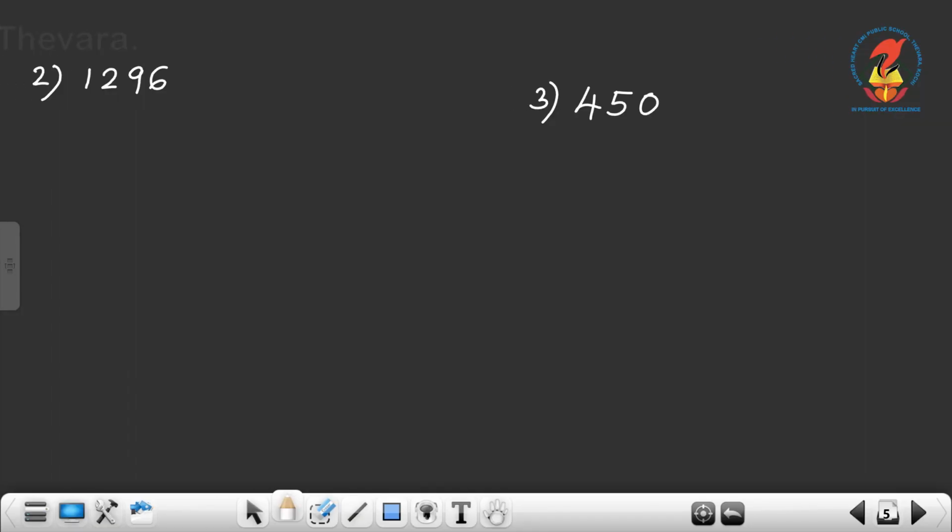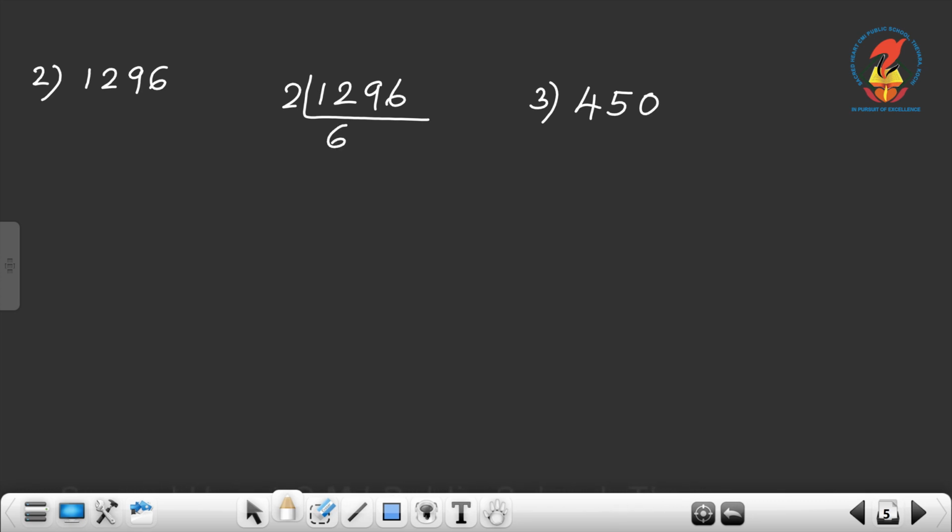Now, we will consider the next example. 1296. You have to check whether it is a perfect square. Now, we have to do the prime factorization. 1296 is an even number, so we can start with the even prime number 2.